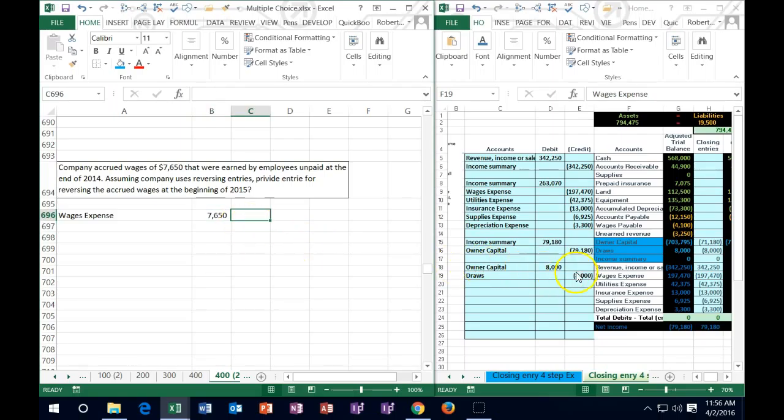7,650. Why is it debited? Because expenses are always debited. So the expenses are always, for the most part, going up. Obviously not in the closing process when we're closing the whole thing up, but generally expenses only go up. The employees don't pay us. And then we're going to credit something.